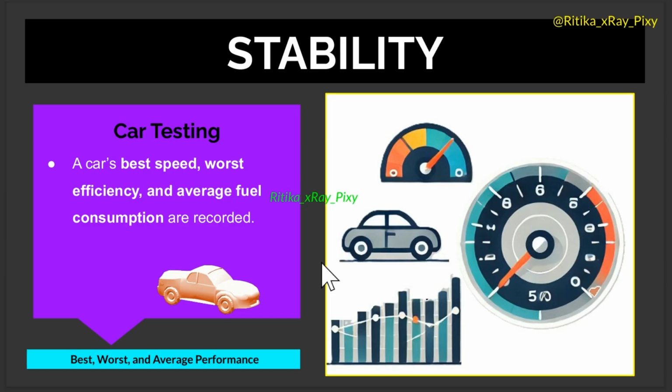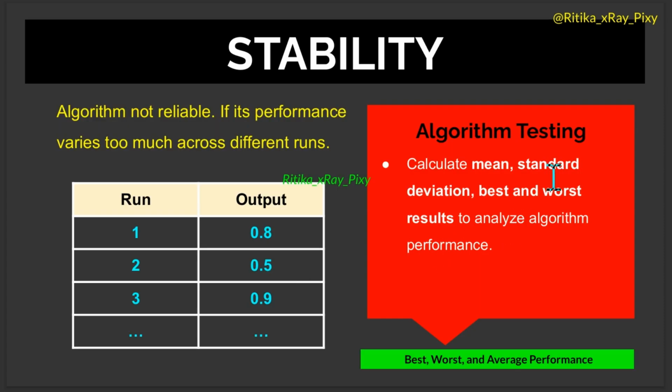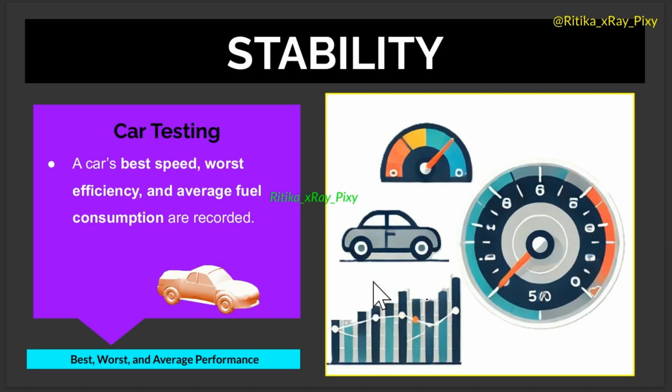Next point, we have best, worst, and average performance. During car testing in real life, the car's best speed, worst efficiency, and average fuel consumption are recorded. And during algorithm testing, we calculate mean, standard deviation, best and worst results. Why? To analyze the algorithm performance. If your algorithm performance varies too much across different runs, it is not reliable. For example, during car testing, if fuel efficiency varies too much in different conditions, then it is not stable.